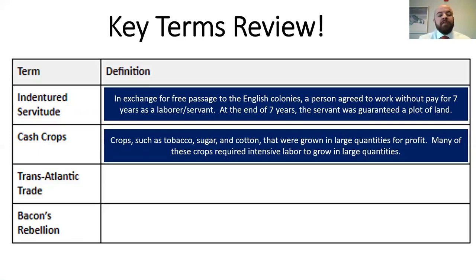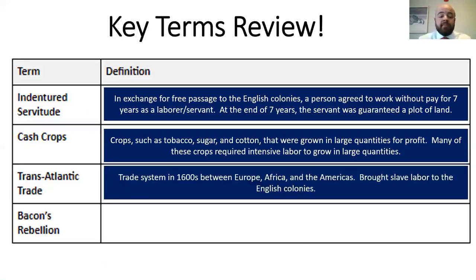Cash crops. These are crops like tobacco, sugar, cotton that were grown in large quantities and then sold for profit. These crops required intensive labor to grow in large quantities. Transatlantic trade. This is a trade system in the 1600s between Europe, Africa, and the Americas. It brought slave labor into the English colonies.